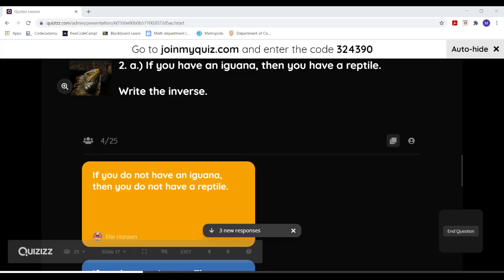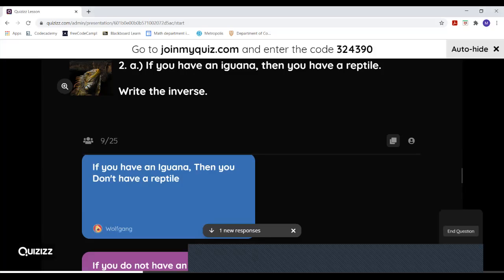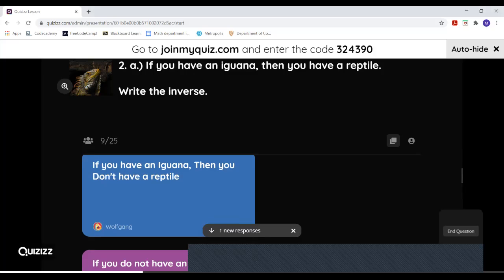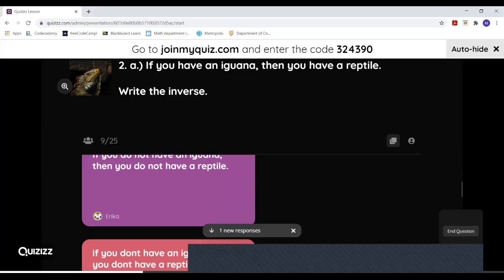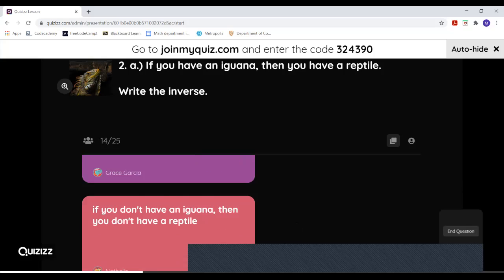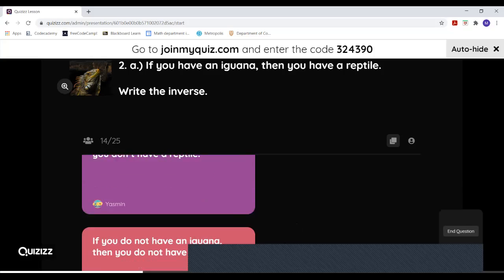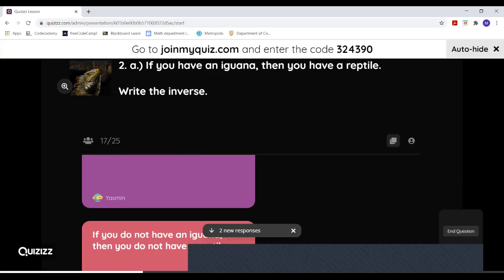I think some of y'all are getting it. If you don't have an iguana, then you don't have a reptile. I try to put these things in. See, you capitalized iguana, so it's probably not going to give you credit for it because it's going to be really particular. I try to put different variants in there so it counts it right. Actually, these I think it might give you points for because it's short answer. It's the open-ended that doesn't give you credit.